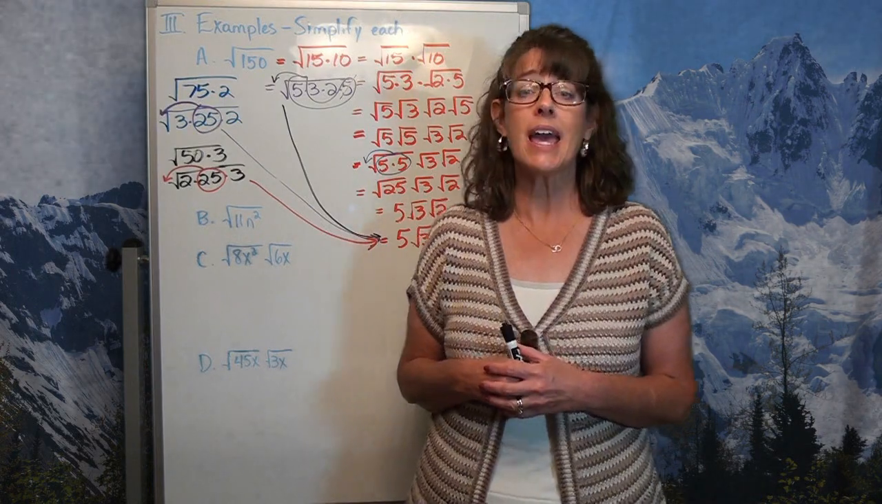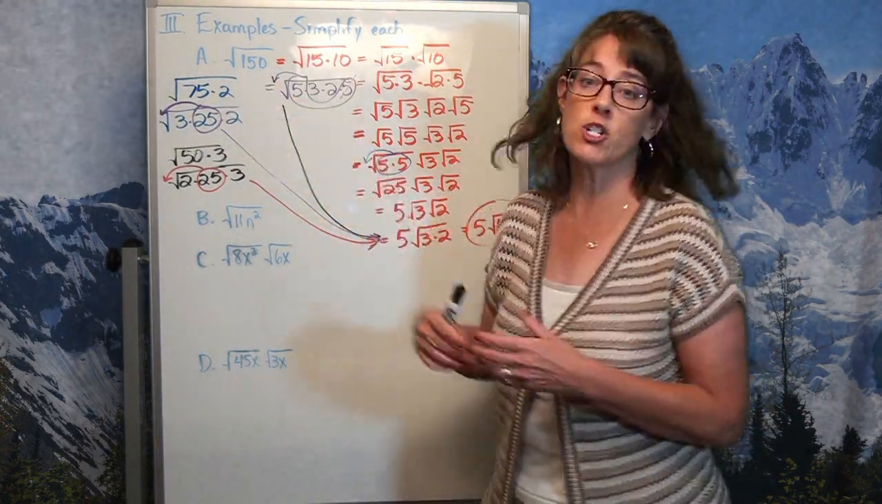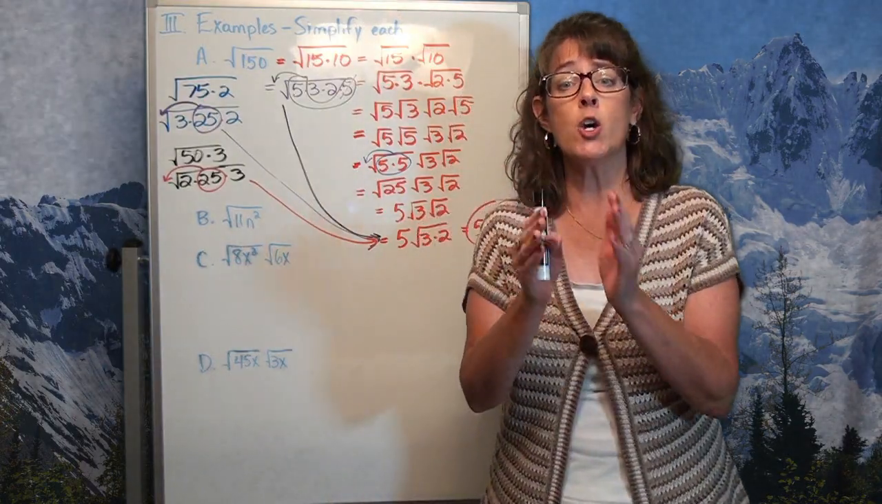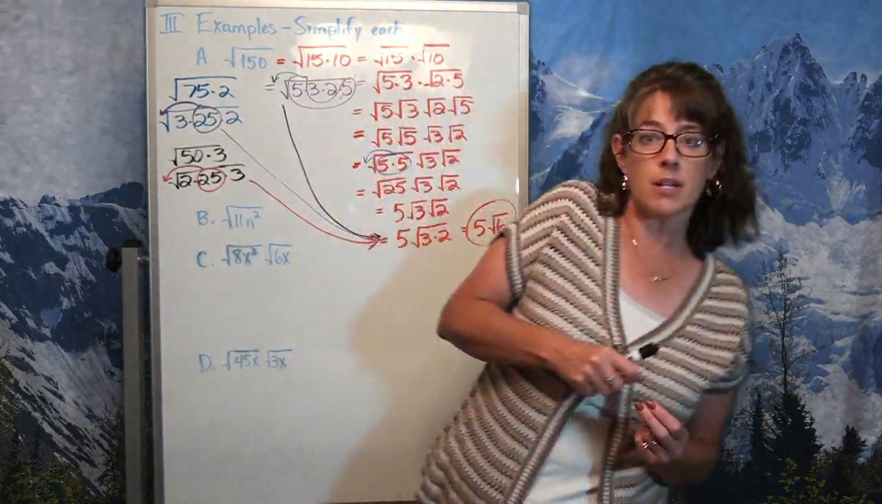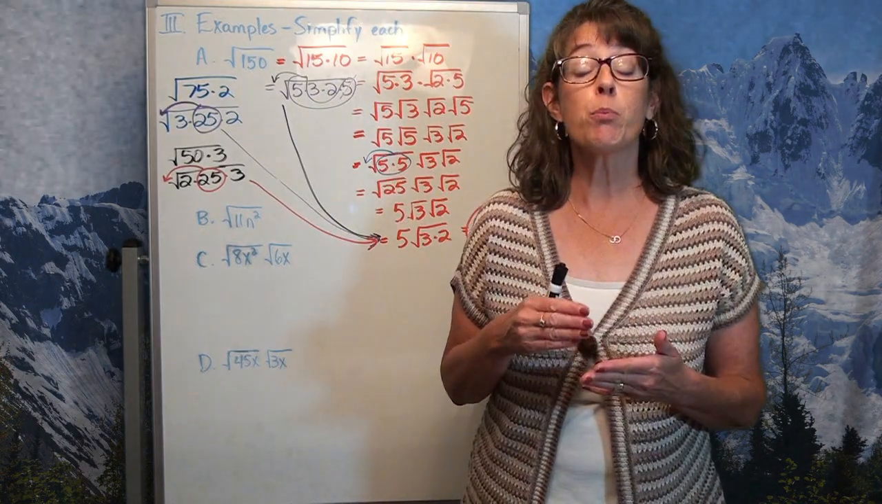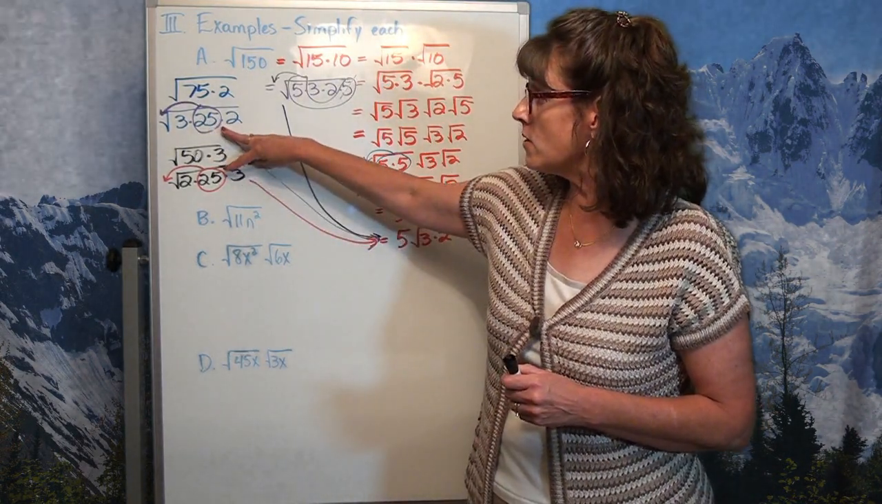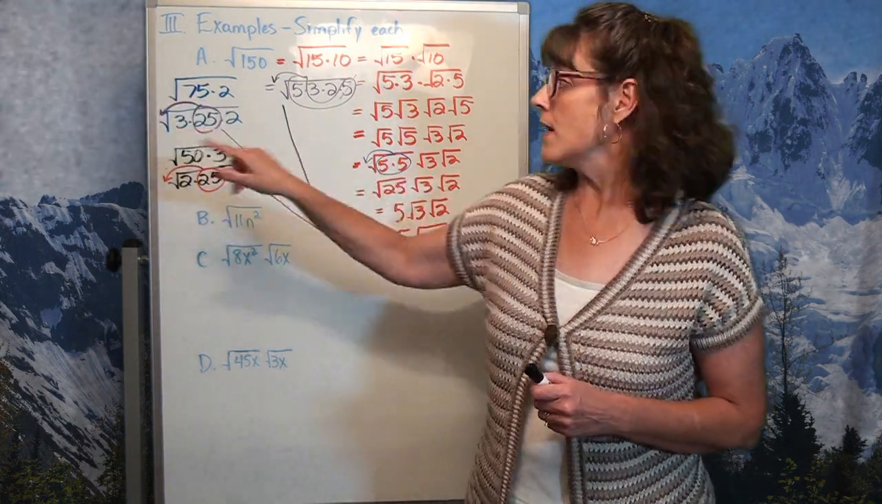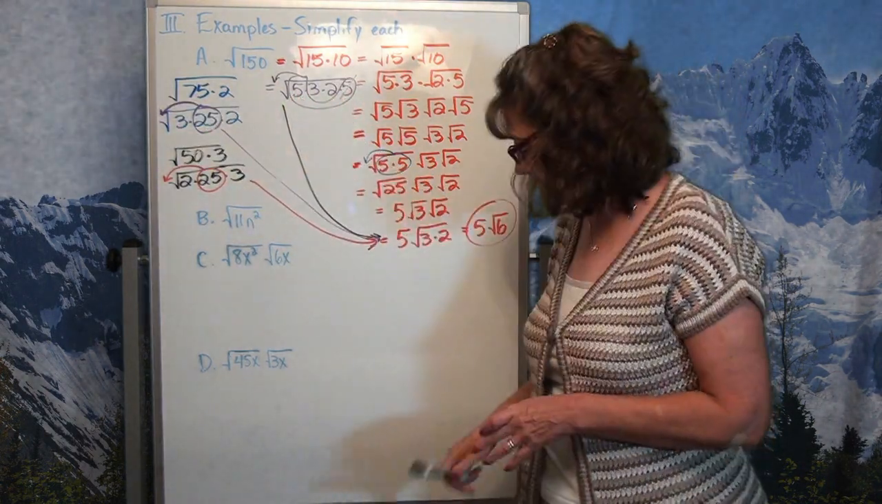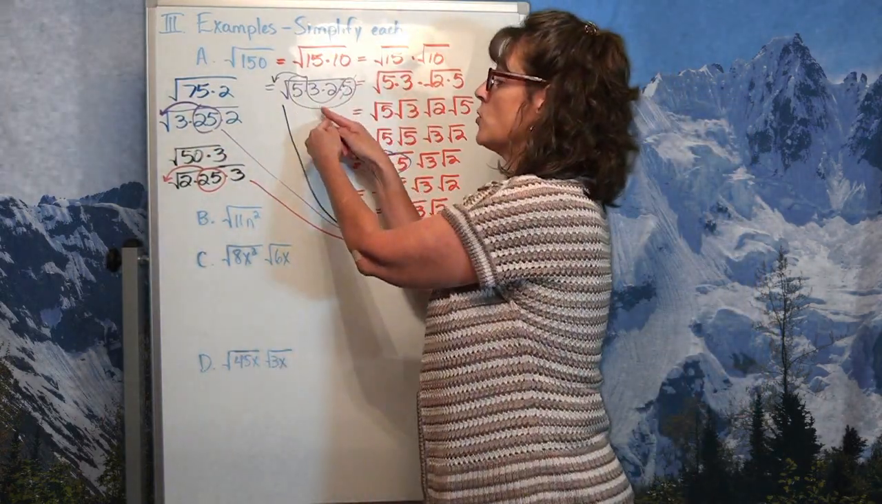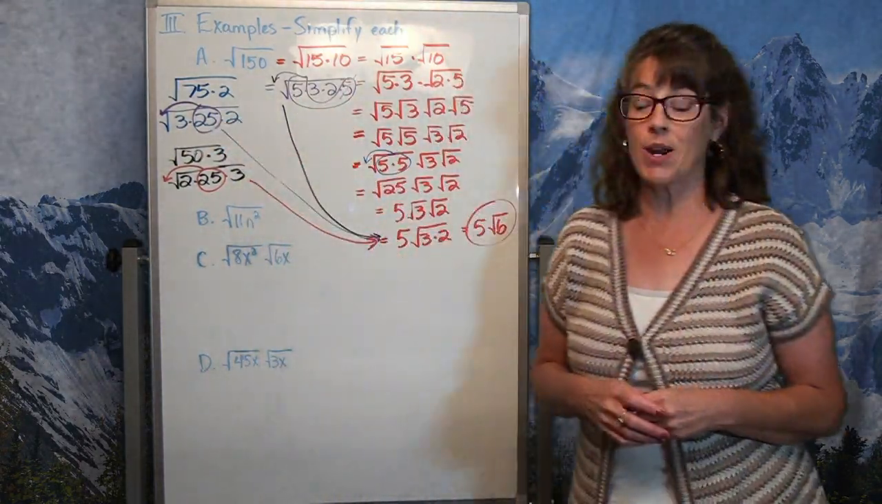So see, it's okay if you don't think of the number combinations that I think of, or you don't think of the number combinations that your friend thinks of. The main goal is break down, break down, break down, and look for perfect squares or pairs. If you see a perfect square like you saw right here, take the square root out. If you see a pair like you see right here, take out one, dissolve the other, because these two together will make that perfect square.